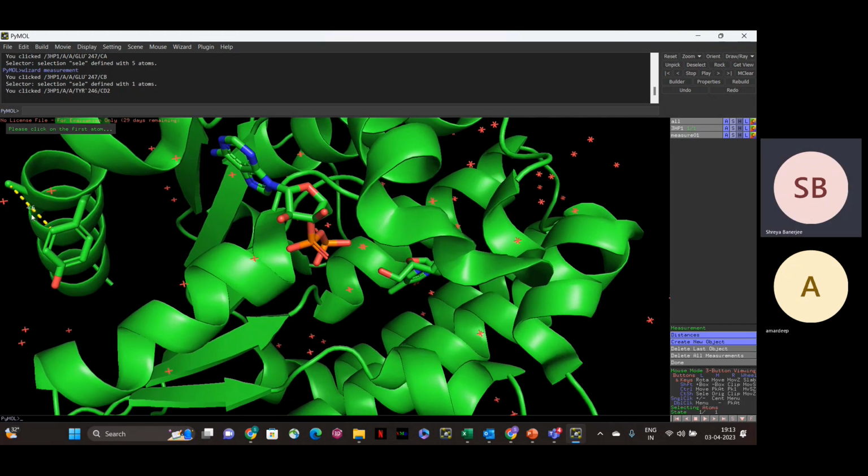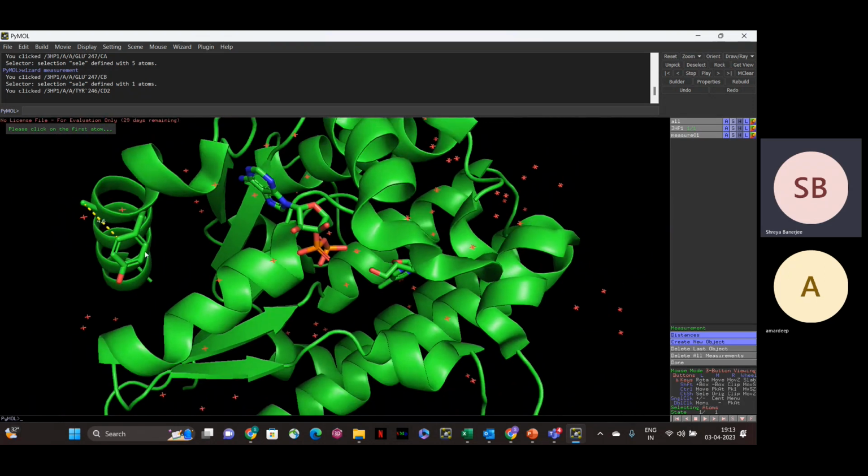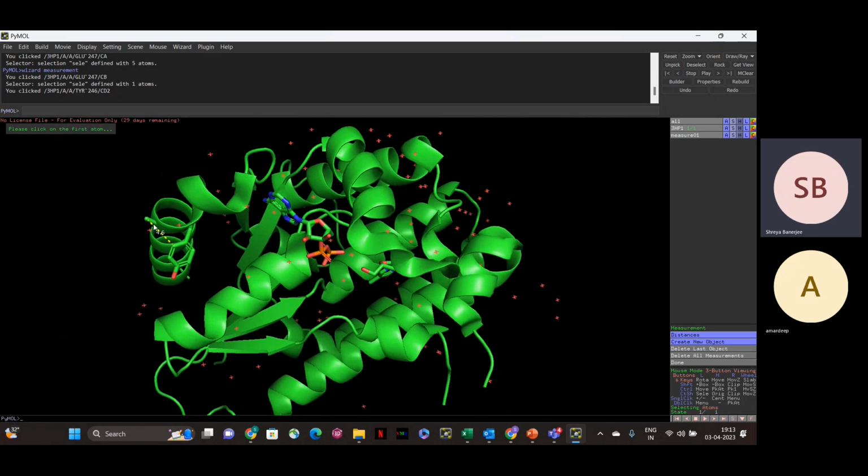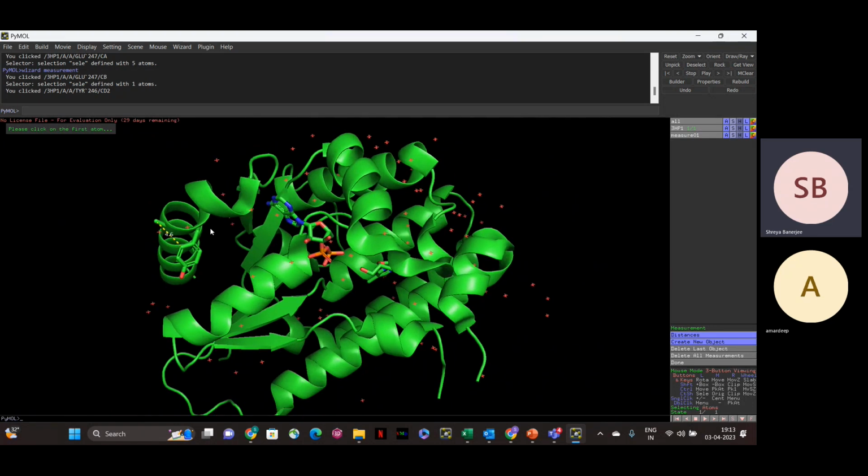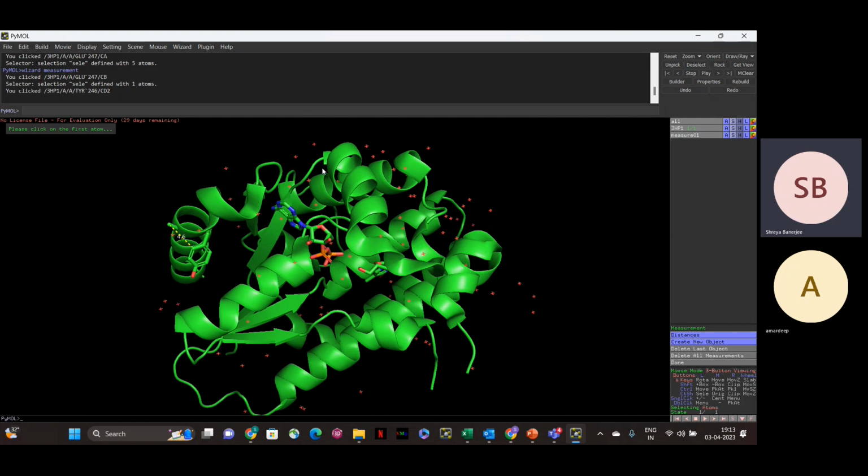So the distance between these is 4.6 angstrom, which is not close enough for an interaction. So there is no interaction between these two atoms. So like this, if you want to find out if there is an interaction, whether it is van der Waals or hydrogen bonding, you can find out the distance between two atoms like this.